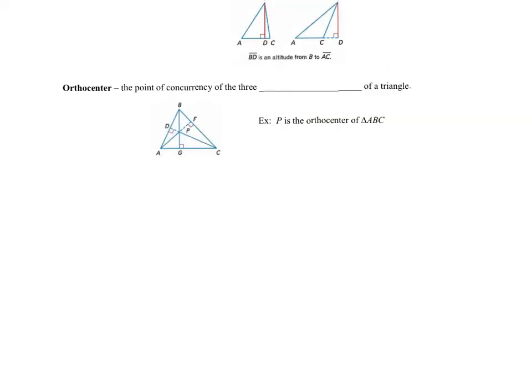So let's talk about the point of concurrency of the three altitudes. That point of concurrency is called the orthocenter. So the orthocenter is the point of concurrency of the three altitudes of a triangle. Okay, so in this example, in triangle ABC, we've drawn all three altitudes, and that point of concurrency P is what we call the orthocenter.